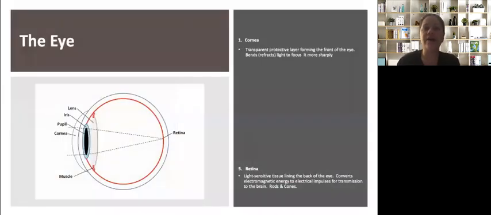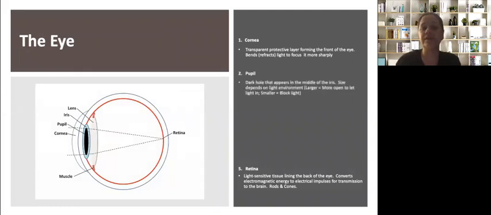So first we have the cornea. Oh, I apologize. This slide, the animations are a little off, but the cornea is a transparent and protective layer that is around the front of the eye. And because of its curved shape, it refracts or bends the incoming light and focuses the light more sharply.